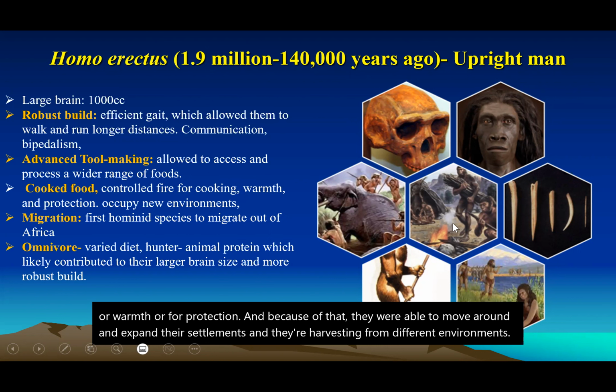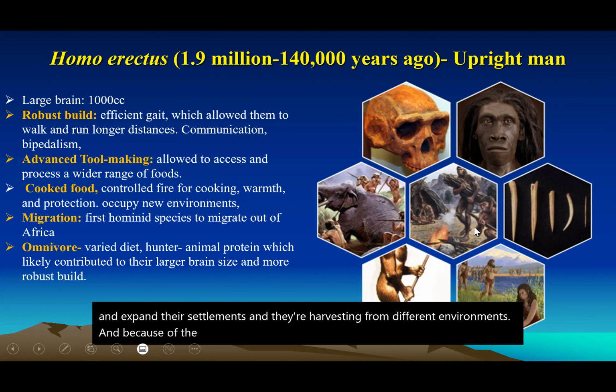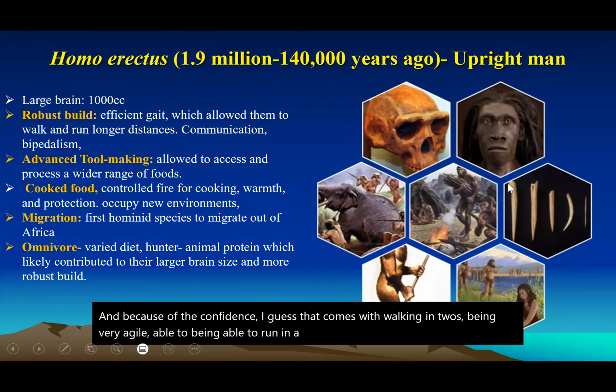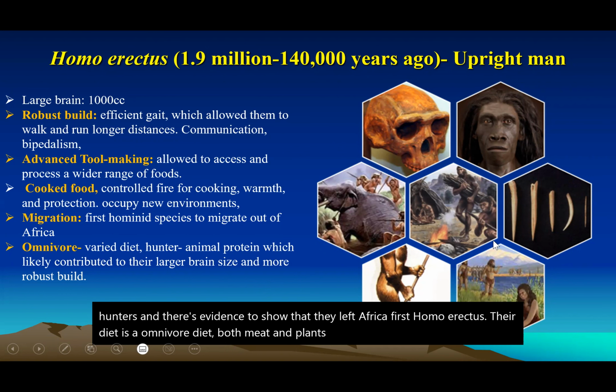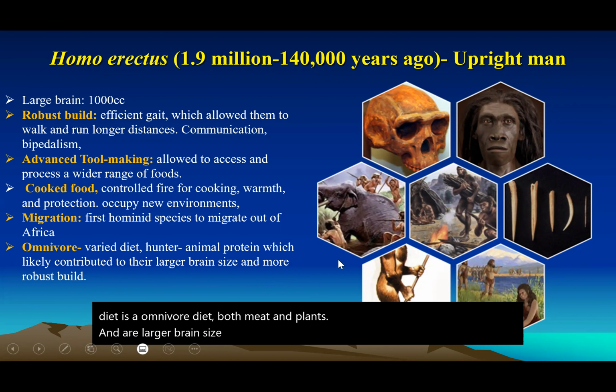And because of the confidence, I guess, that comes with walking on two feet, being very agile, being able to run long distances, they are very good hunters. And there's evidence to show that they left Africa first, Homo erectus. Their diet is omnivore diet, both meat and plants. And larger brain sizes help them to adapt to the environment and spread out.